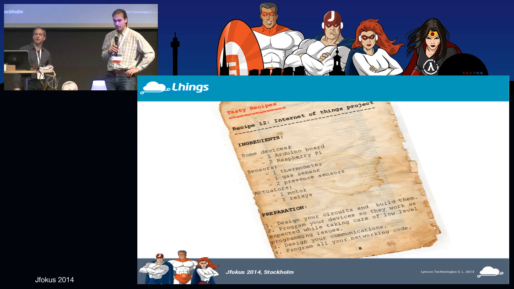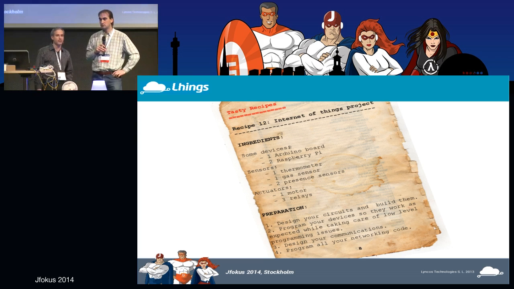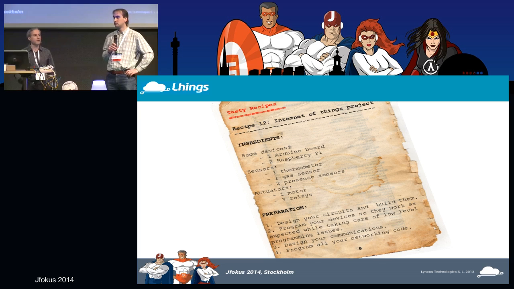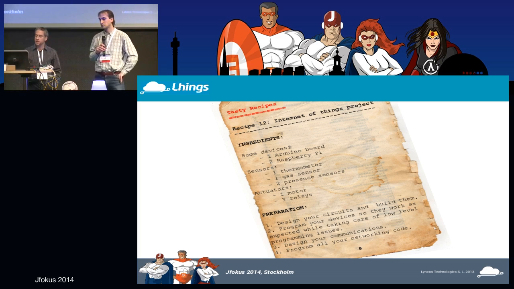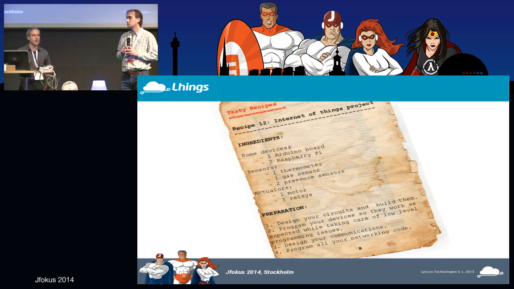And well, the point is that when we want to make an Internet of Things project, we need some ingredients. Those ingredients are, well, of course, devices like Arduinos, Raspberry Pis, BeagleBones, whatever. Also sensors, thermometers, presence sensors, and many more. Also actuators. Well, we need some ingredients and also some preparation. We need to design our circuits and build them. We have to deal with low-level embedded programming.